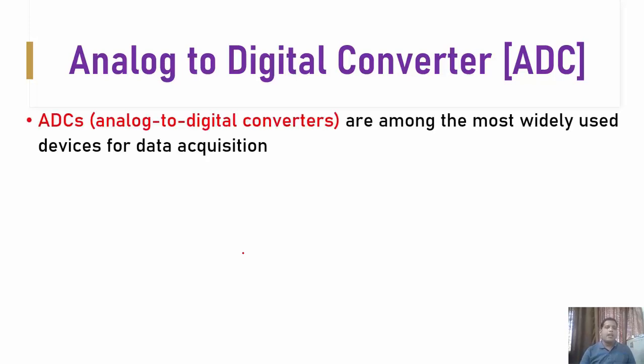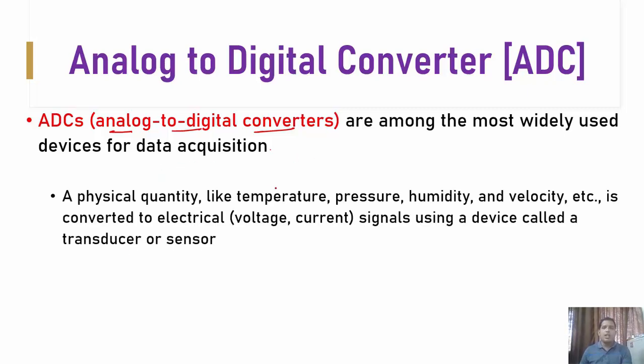So basically, the ADCs are nothing but analog to digital converters, and these are the most widely used devices for data acquisition. Physical quantities like temperature, pressure, humidity, velocity, which are available in nature, or the natural quantities, are converted into an electrical equivalent signal, in the form of a voltage or a current, using a device called a transducer or a sensor.